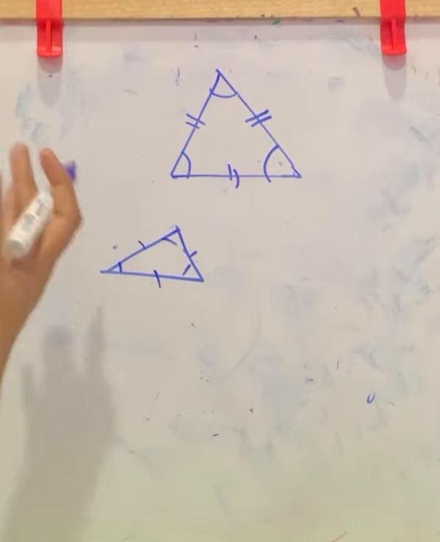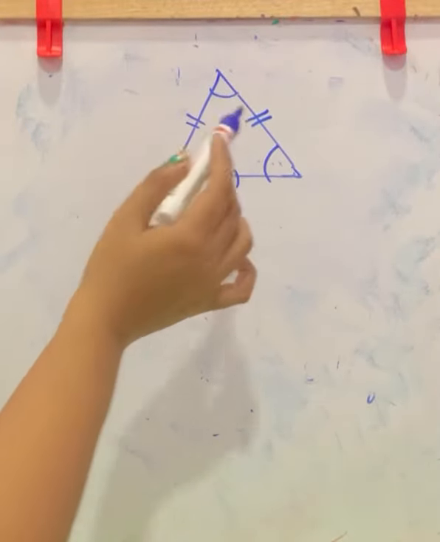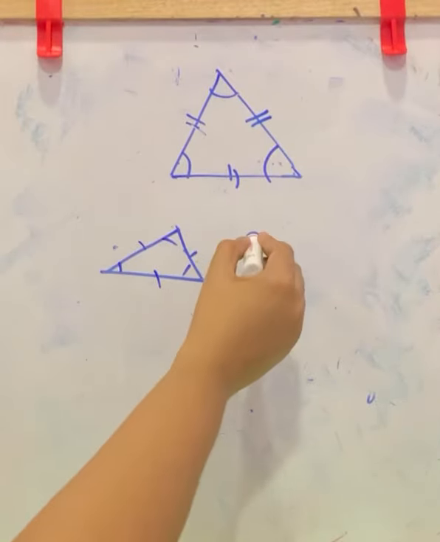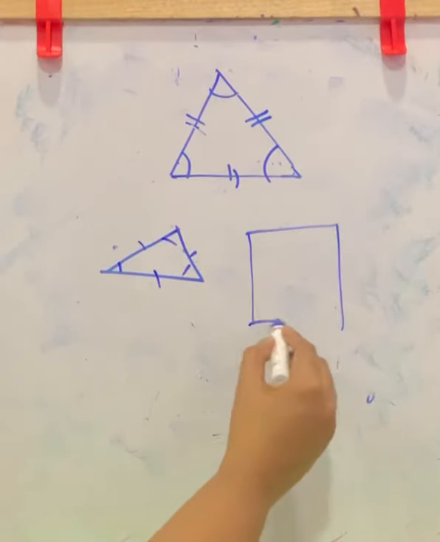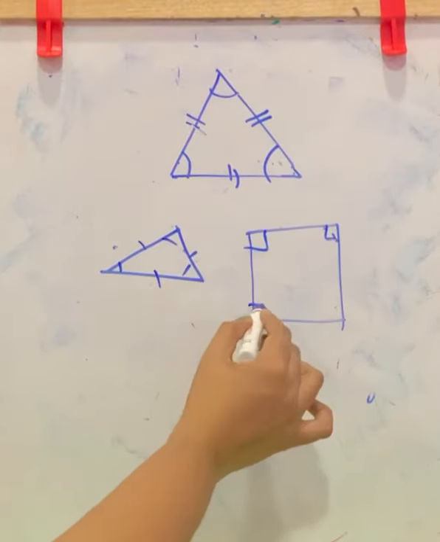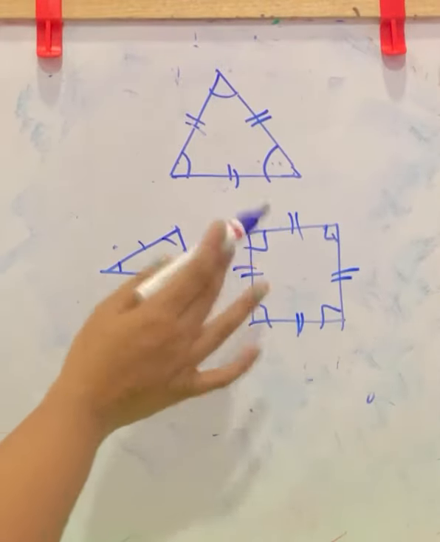Examples of regular polygons are the equilateral triangle. All the three angles are the same and sides are equal. Another example is the square. Here we know all the angles are 90 degrees in a square. Also all the sides will be equal. So this is a regular polygon.